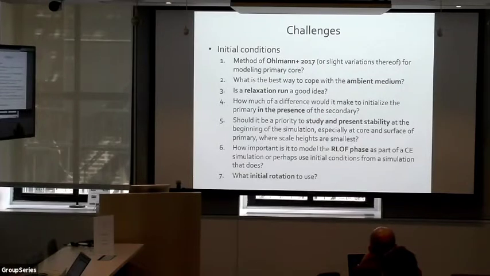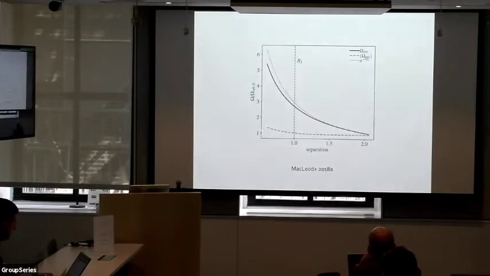And then the Roche-lobe phase, how important is that? These are questions to discuss. And then the initial rotation to use, that one I can try to answer using some of Morgan's recent results, where he finds that starting from the Roche-limit separation, where the envelope is at co-rotation with the orbit, and then moving in, the mean angular velocity of the envelope actually remains fairly constant until the surface of the primary.